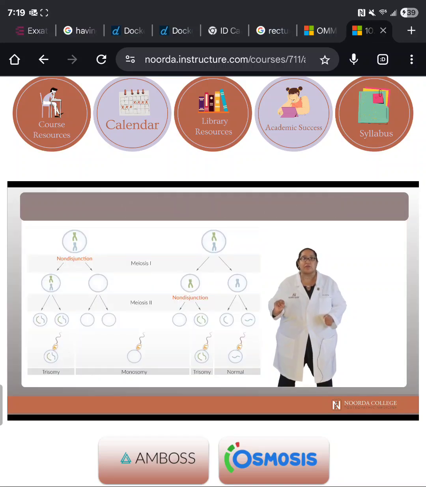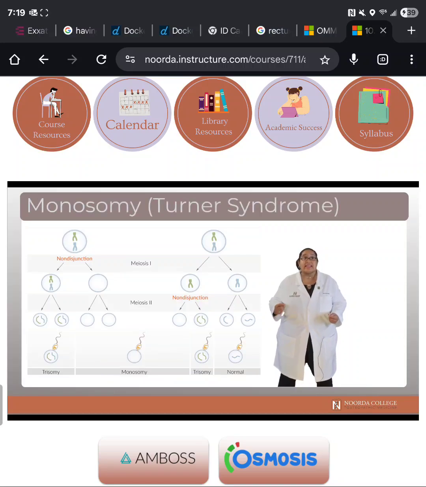Now, if the gamete with 22 chromosomes combines with a normal gamete, it will result in a 45 chromosome zygote instead of 46. This condition is called a monosomy. Because only one representation of a particular chromosome pair is present, most often a monosomy is actually incompatible with life and will result in a miscarriage. The most common viable monosomy is the monosomy of the X chromosome, which results in Turner syndrome. And you'll learn a lot more about these in genetics.